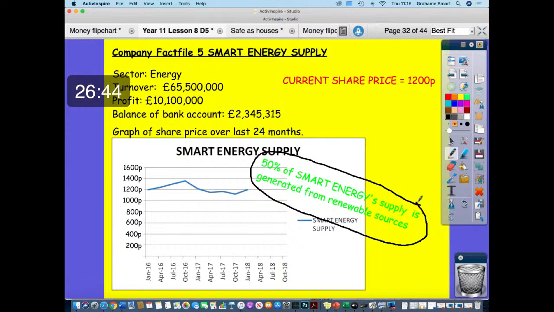Okay, it's got a turnover of 65,500,000, profit of 10,100,000. They've got over 2 million sitting in the bank account, and their share price has been relatively steady over a 24-month period. That's where I'm going to put my money. Smart Energy Supply Limited. And let's have a look at how the share price performed on this after this last news flash that we had.